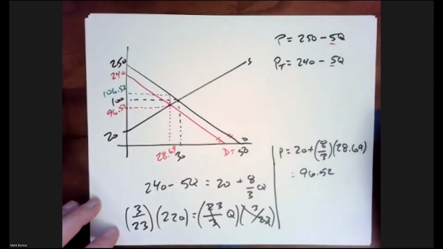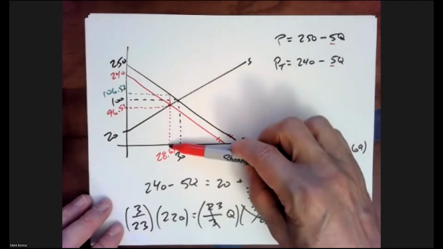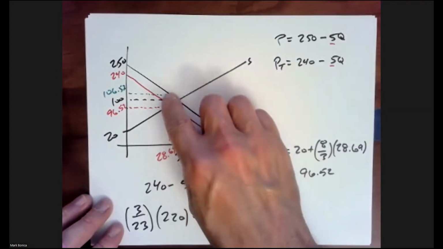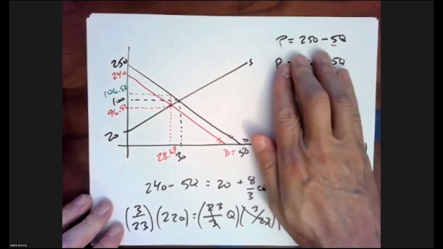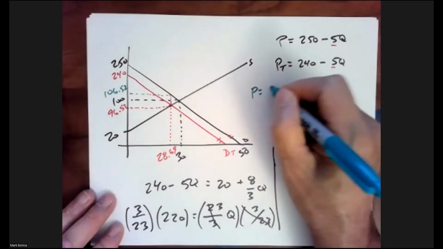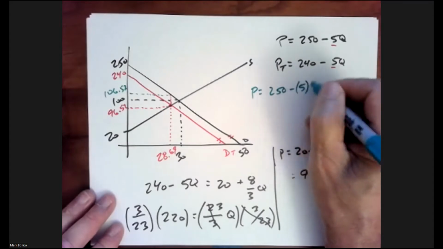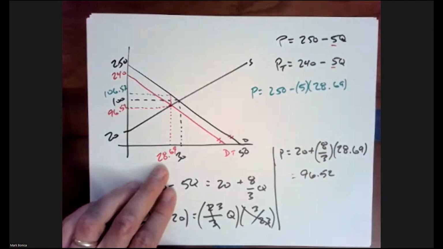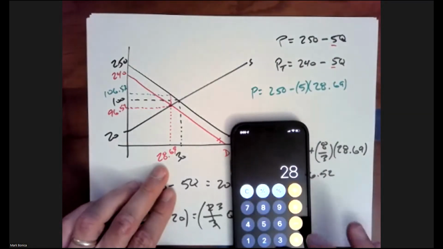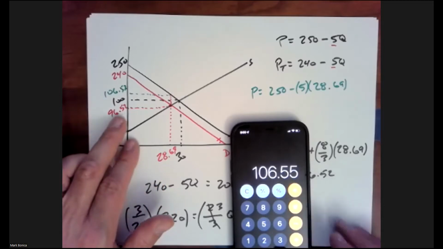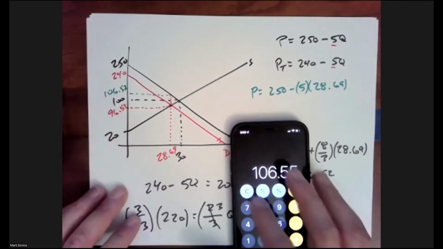Let's prove it. If you follow the quantity up to the original demand curve, because that's what they're willing to pay, it's 28.69 into the original demand curve of 250 minus 5Q. So P equals 250 minus 5 times the new post-tax quantity, 28.69 times 5, make it negative, plus 250. We get 106.55. There's some rounding error in there, 106.52. Okay.